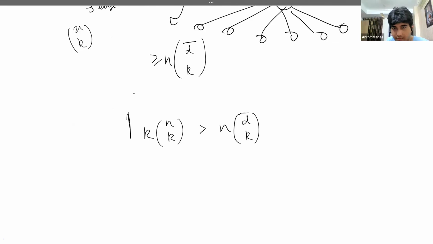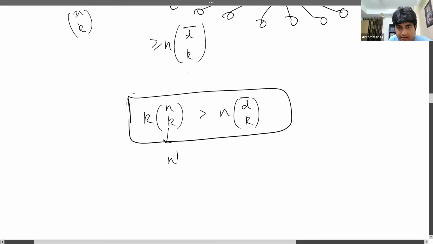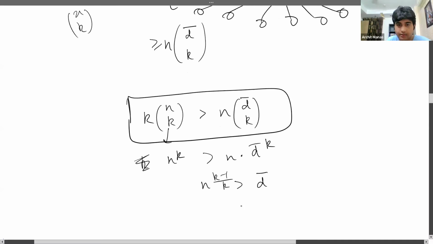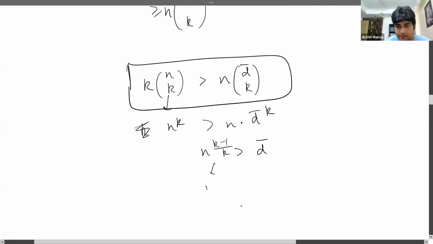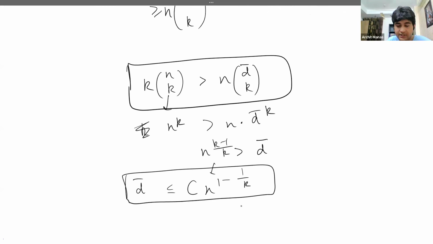And so we have this. Now, because k is fixed, this is of the order n to the k, this is of the order d to the k, and this is just k, so you can also ignore this. So this in terms of orders is bigger, and n of course here as well, and so you get n^((k-1)/k) is bigger than the average degree, and so you get that there is some absolute constant c such that the average degree is at most c times n to the 1 minus 1 over k.